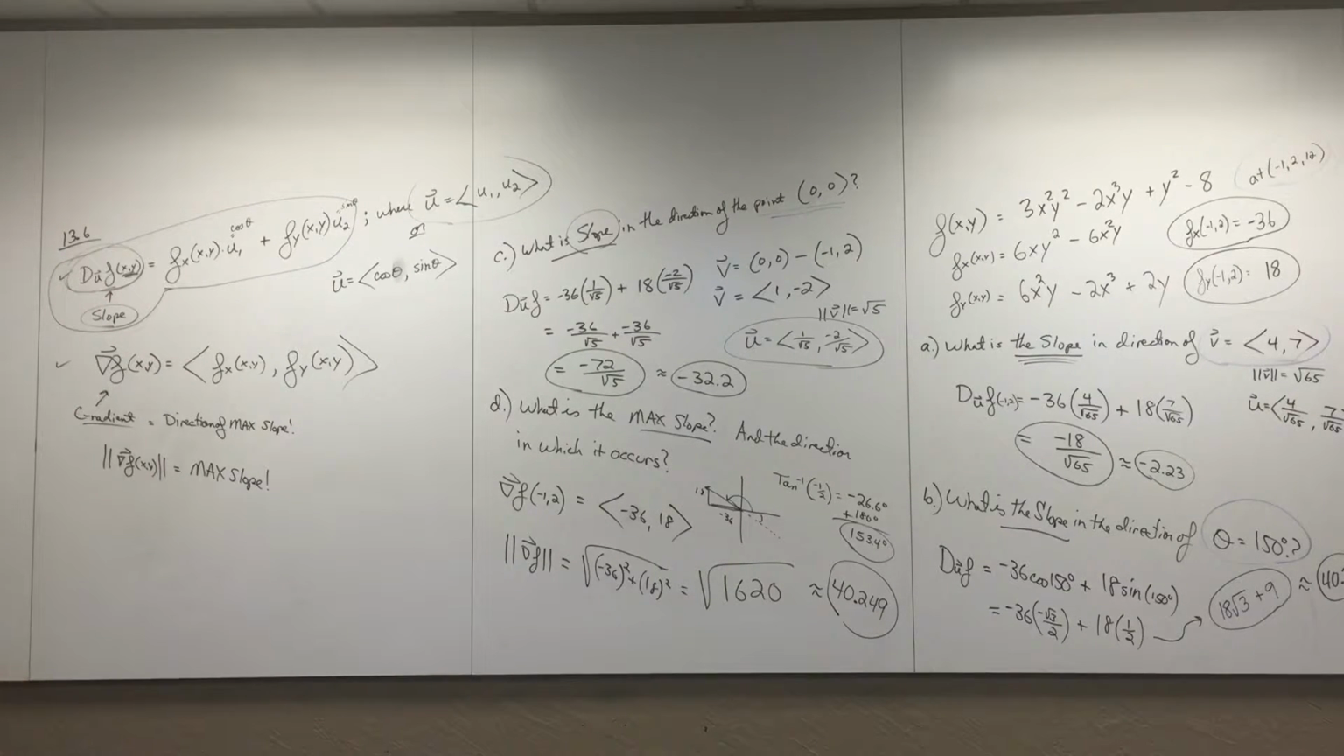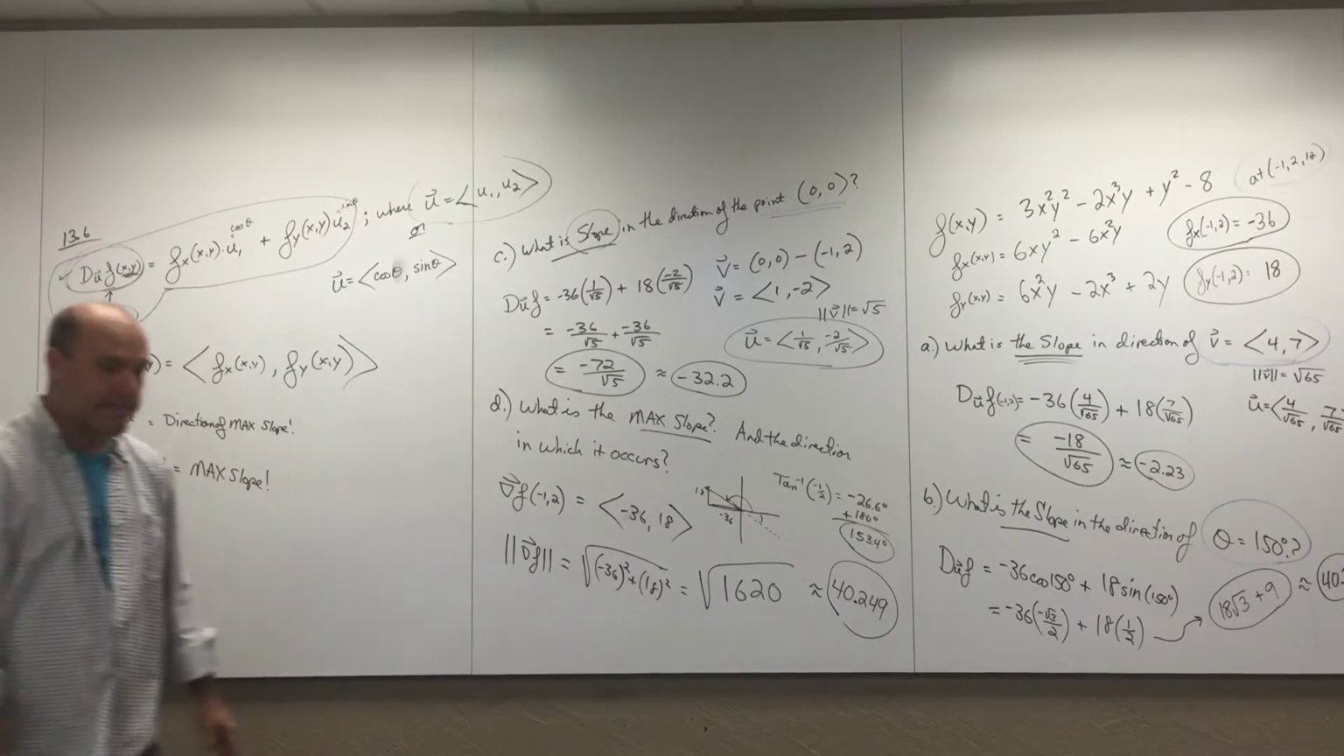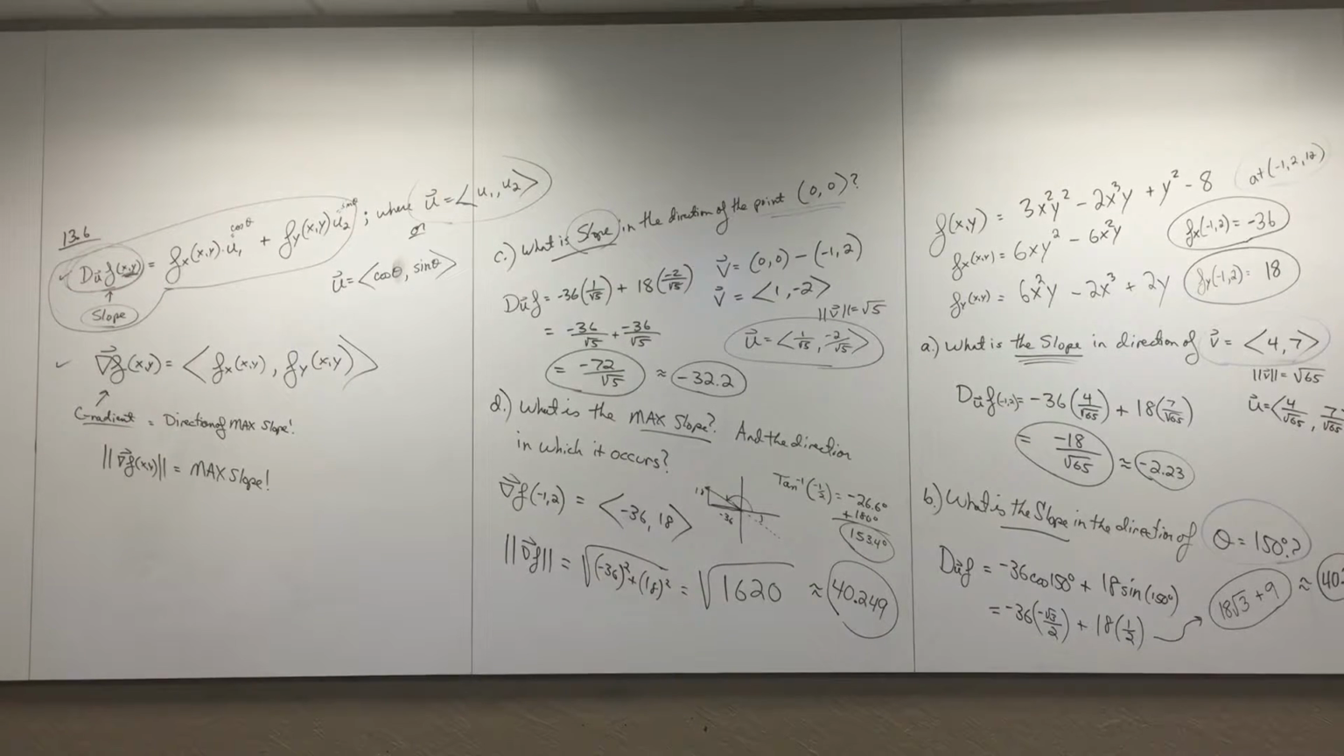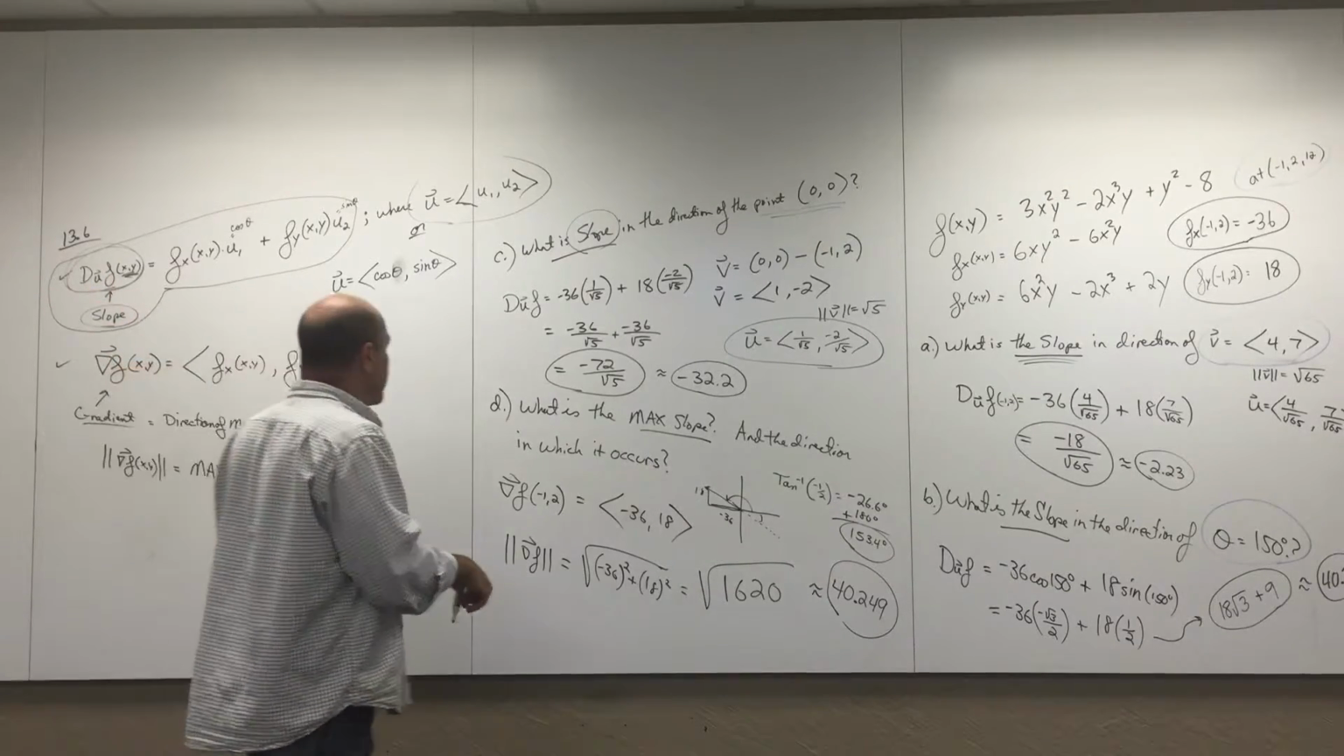That was cool. That was good. I think I'll get rid of all that. You guys got any questions? Okay, it's good stuff. This is 13.6, the directional derivative and the gradient.